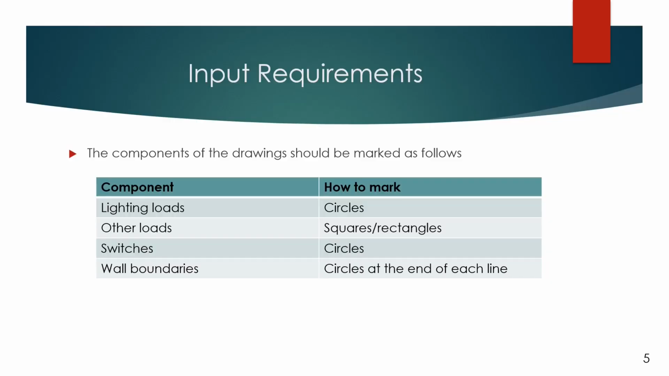When using the software, the components of the drawing should be marked as follows. The lighting loads should be marked as circles, other loads as squares or rectangles, and switches as circles. Wall boundaries should be marked with circles at the end of each line.